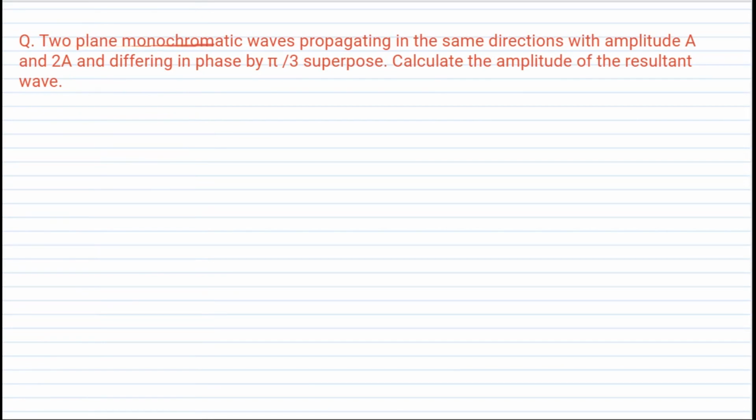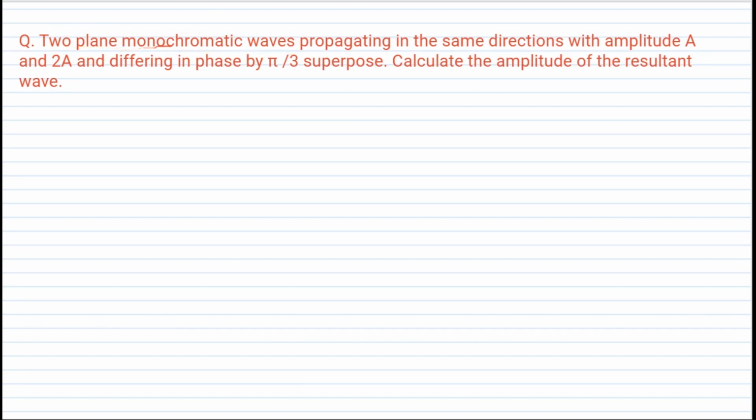Two plane monochromatic waves propagating in the same direction with the amplitudes A and 2A and differing in phase by pi by 3 superpose. Calculate the amplitude of the resultant wave. In this question they have said you have two plane monochromatic waves. Plane means, is it spherical or which type of wavefront? It is a plane wavefront.